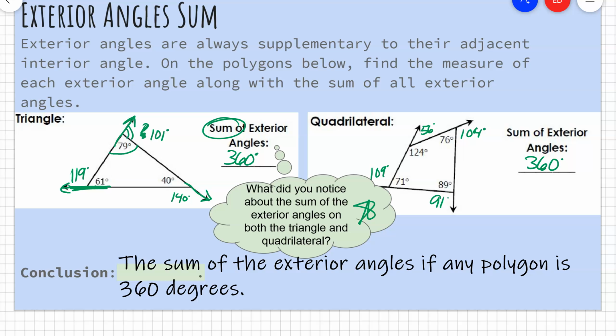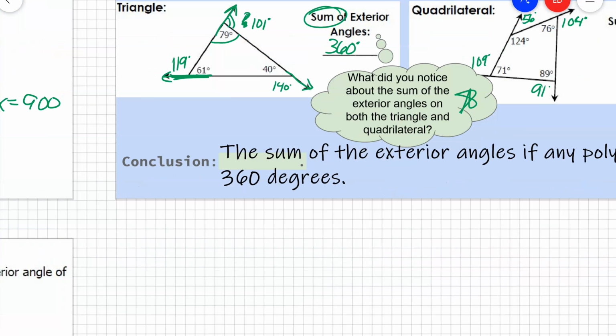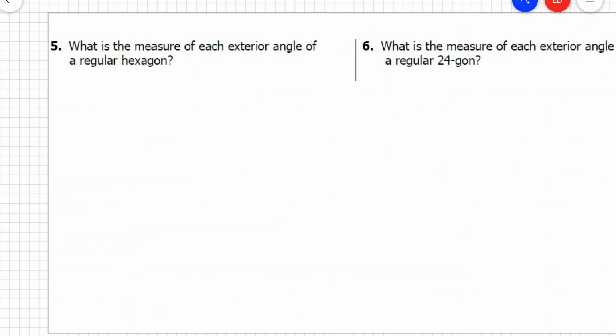So I'm going to pause there for a second, and we're going to practice two problems. If you need more time writing that down, I understand, pause the video or take a look at it later. Here are our two example problems.